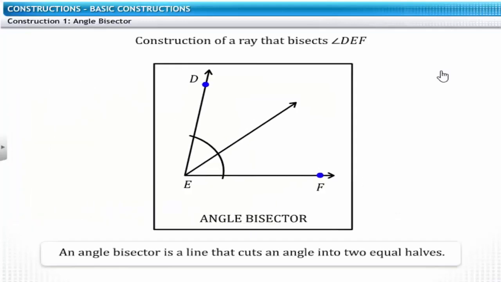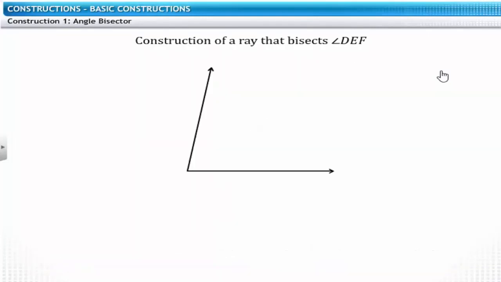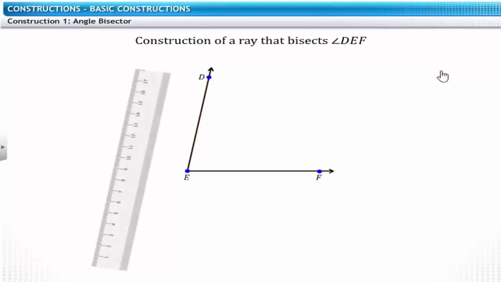An angle bisector is a line that cuts an angle into two equal halves. Here's an angle. Let's name it DEF. ED and EF are two rays. To draw a bisector of this angle, we'll need a ruler and a compass. On the compass, take an arc of a small radius. Taking E as the center, draw an arc on rays ED and EF. The arc intersects ray ED at G and ray EF at H.